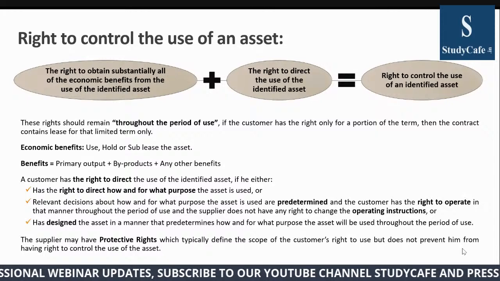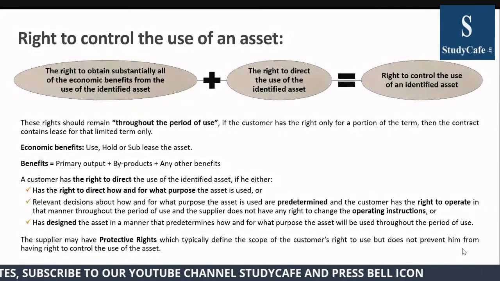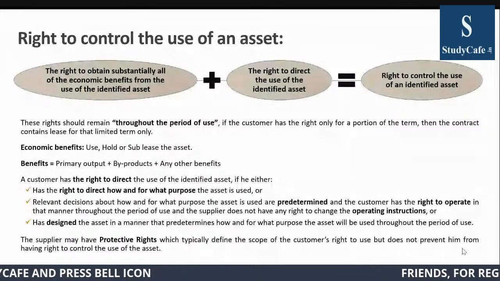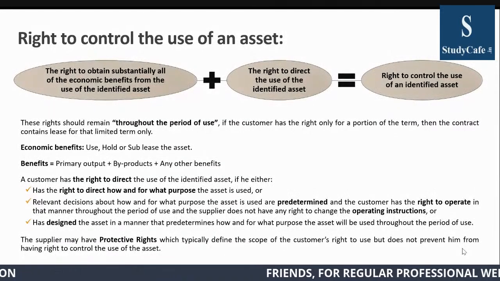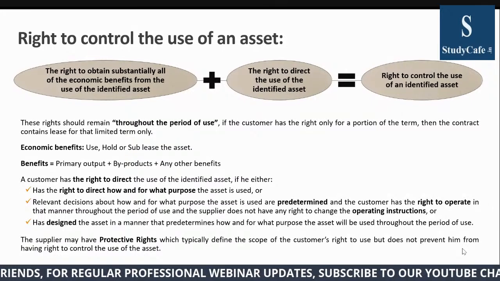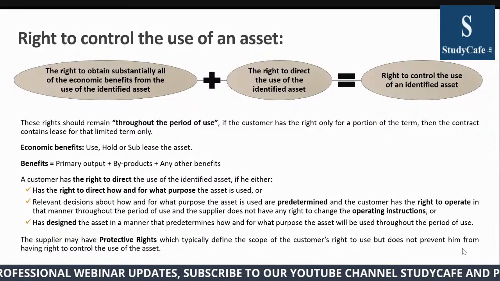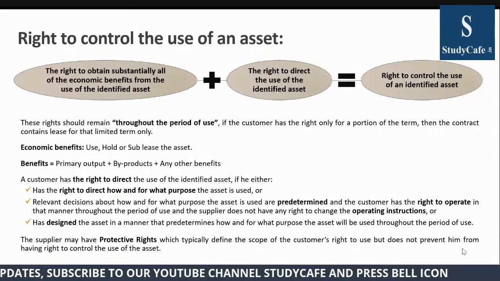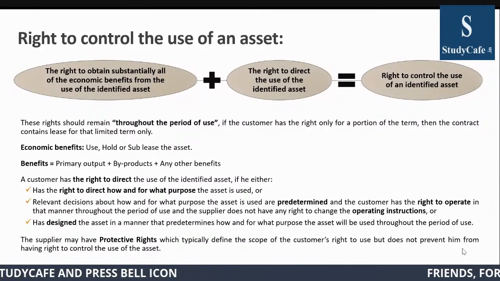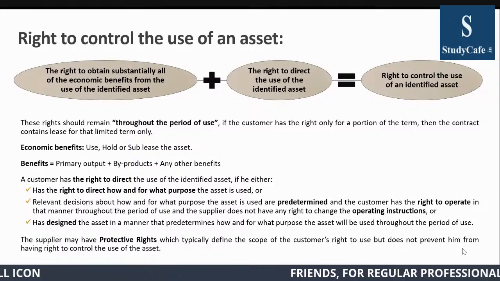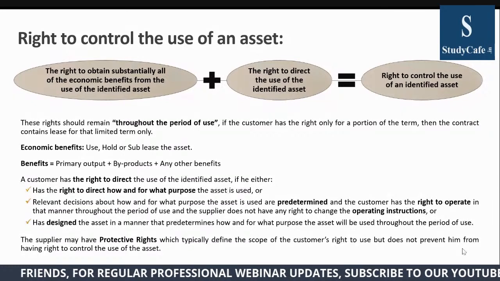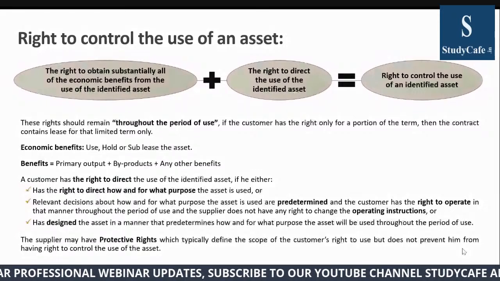For example, I have taken a property on lease and I want to build a restaurant on that. Right now, it's up to me whether I want to serve vegetarian food in that restaurant or non-vegetarian food in that restaurant. Right? It's up to me what timings will be of the restaurant, what days will be days on which the restaurant will be open. Right? I have the right to decide the use of that asset and how the asset will be operated. If that right is with me, then I can say that I have the right to direct the use of that asset. So sometimes it happens that these decisions are predetermined, right?